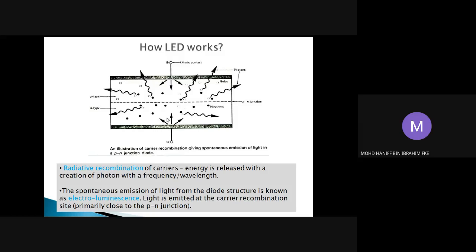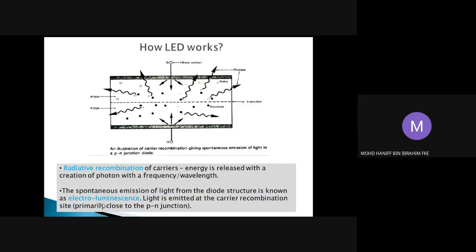Okay, it means that when the electron moves from the n-type material to the p-type material, the electron will recombine with the holes, and this recombination will produce energy. This energy is released with the creation of a photon. That's why we call this recombination radiative, because it radiates light.